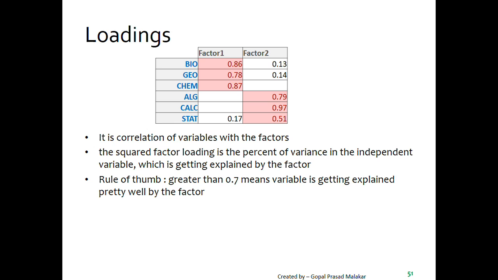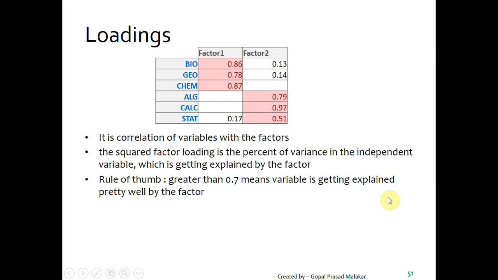Because if you think of any coefficient of correlation 0.7, the square of that is 0.49. So if anything is greater than 0.7, it means roughly at least 50% of the variance of that particular variable is getting explained by the factor.